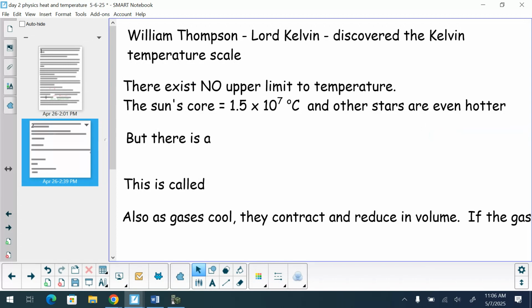There exists no upper limit to temperature. The sun's core is 1.5 times 10 to the 7th degrees Celsius, but you have other stars that are even hotter than that. You have no upper limit to temperature. Whenever you say it can't get any hotter than this, it can.